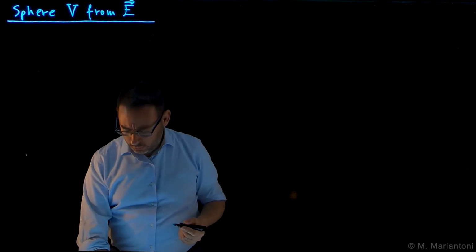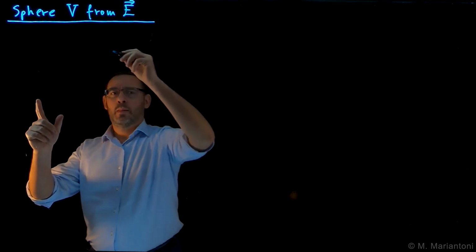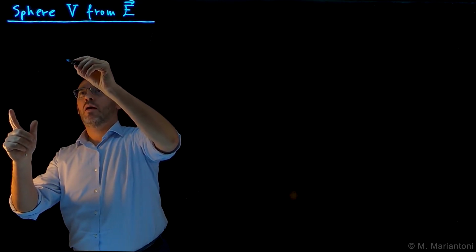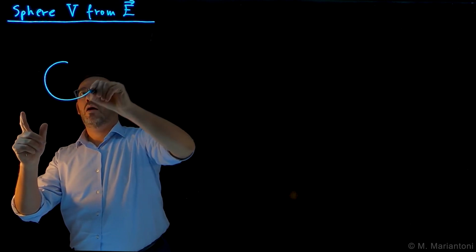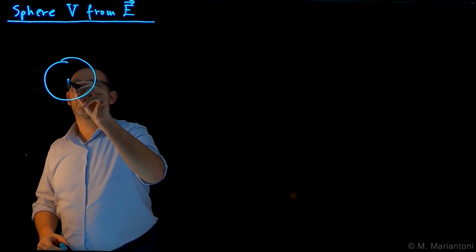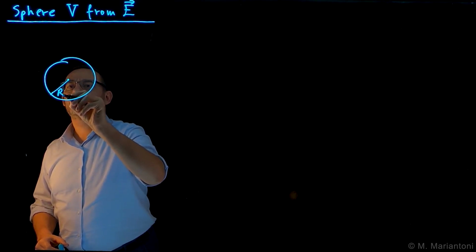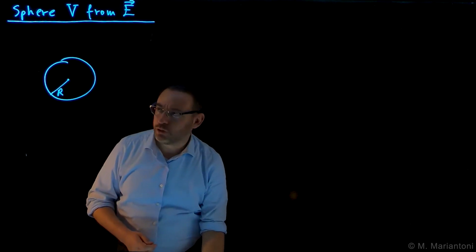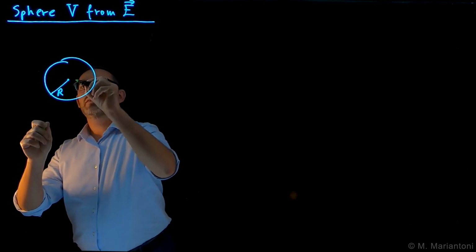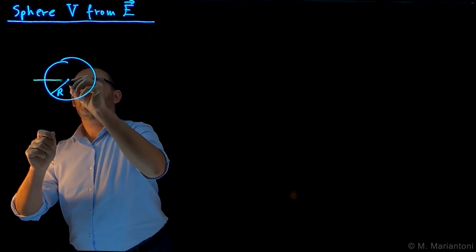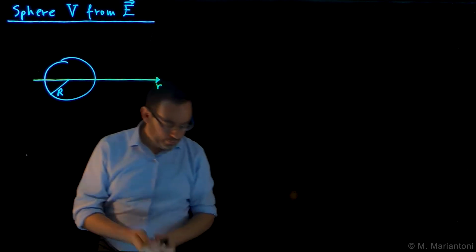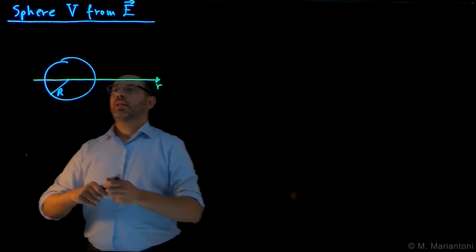So the sphere looks as follows. This is the center of the sphere. The radius is, as always, capital R. And we do the typical sketch where this is the R-axis. And in red, we have the E-axis.